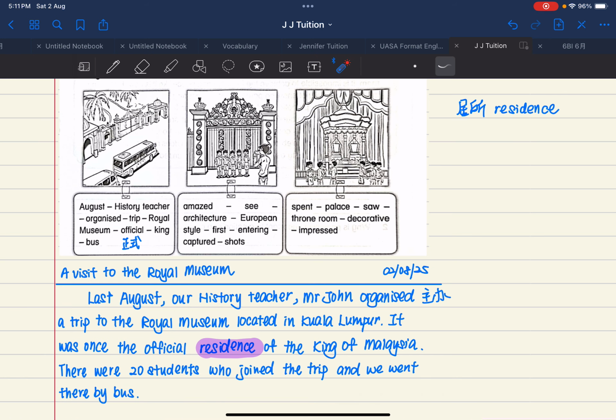Last August, our history teacher, Mr. John, organized a trip to the Royal Museum located in Kuala Lumpur. It was once the official residence of the Kings of Malaysia. There were 20 students who joined the trip and we went there by bus.